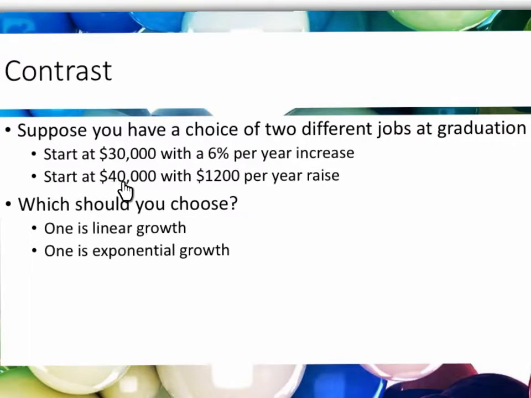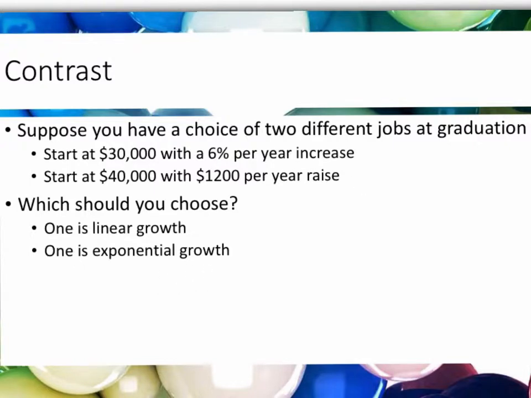Or I can start a job that's $10,000 more, and each year I'm going to make $1,200 per year. So each year, no matter what my starting cost is, I'm just going to add an extra $1,200 onto that total. So, which should you choose? One is a linear growth and one is an exponential growth.